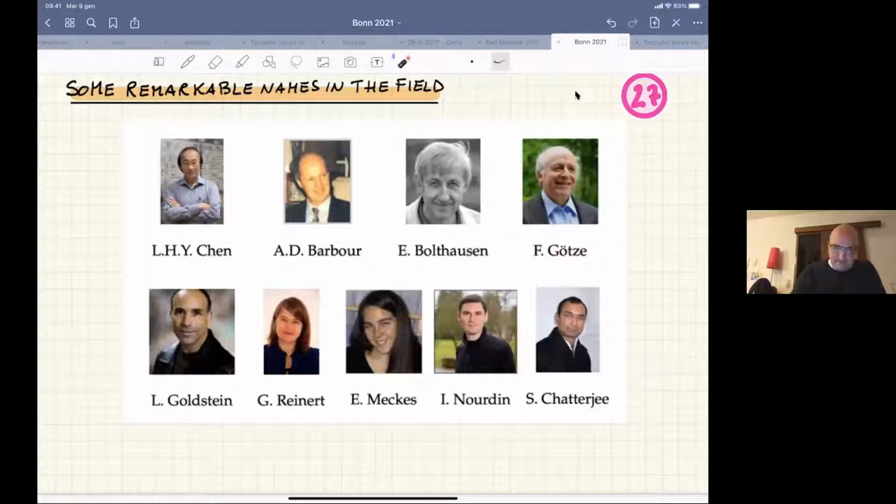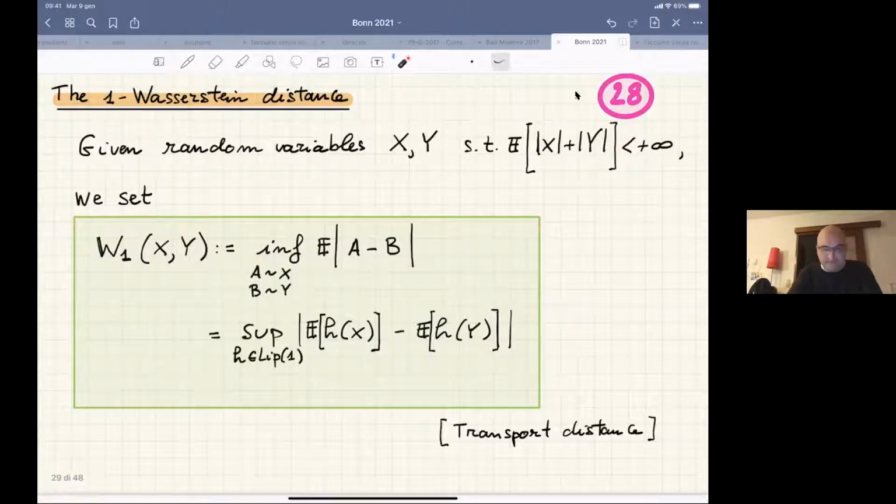So, okay, the starting point of Stein's method. Let me first focus on the kind of distance I'm going to look at.